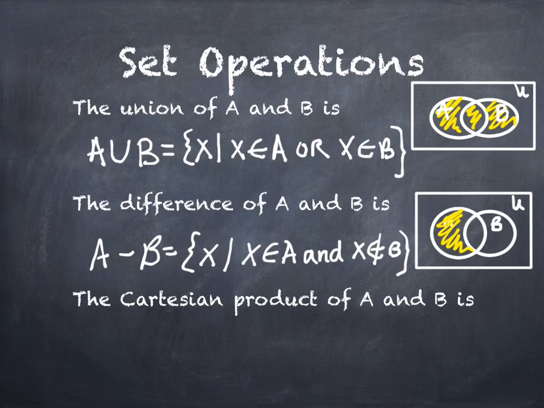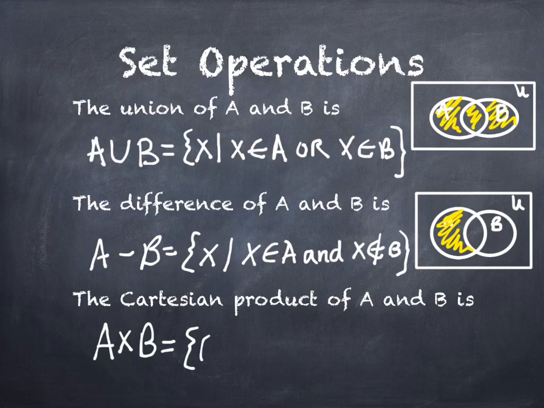Cartesian product doesn't have a picture. But we do have a symbol, or a set of symbols we can use. So this is A cross B. What kind of elements were in A cross B? Ordered pairs. So I can't list them as X such that, because they weren't elements X. They were ordered pairs, right?